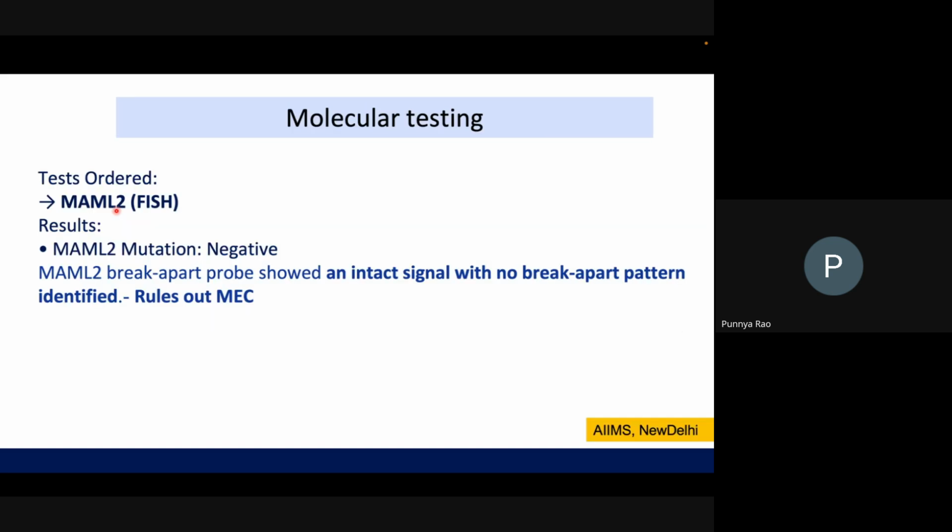So we ordered a molecular test, MAML2 by FISH, and it came back negative. The MAML2 break-apart probe showed an intact signal with no break-apart pattern identified. So that rules out MEC, and the final diagnosis was given as non-HPV-associated SCC. In conditions where you cannot categorize it into a particular tumor, you may go in for IHC and molecular testing. If the morphology is very clear, then you need not go for it.